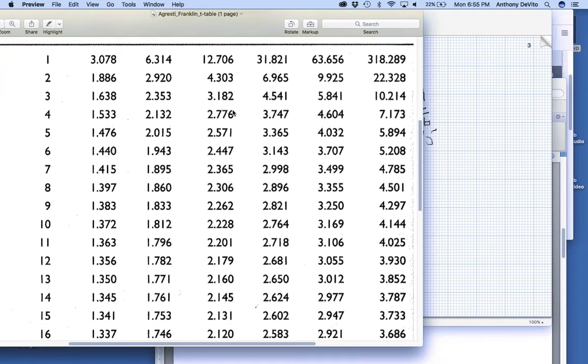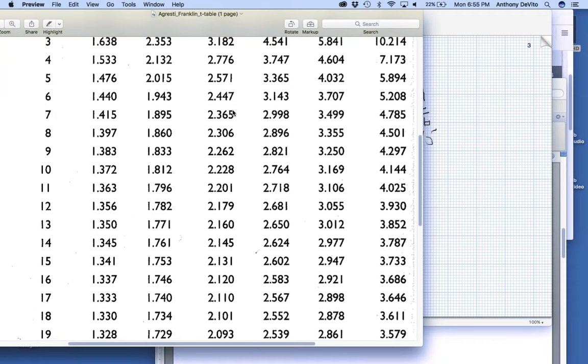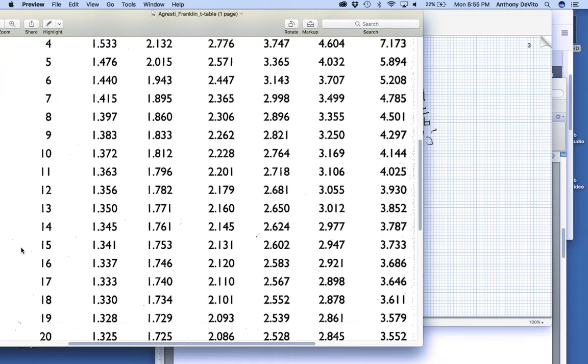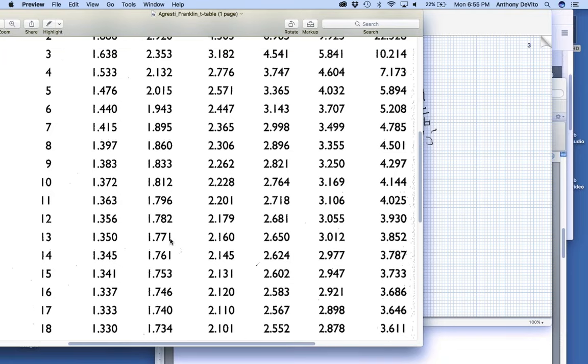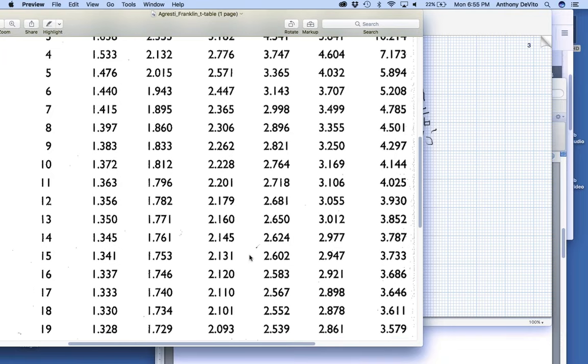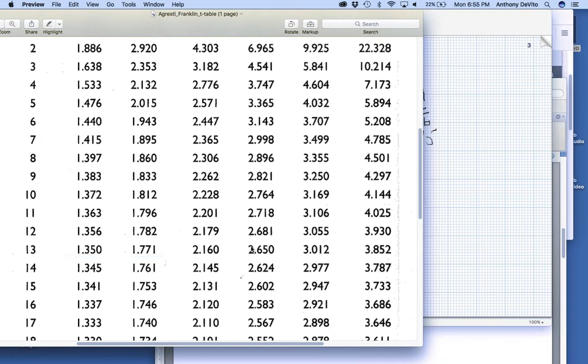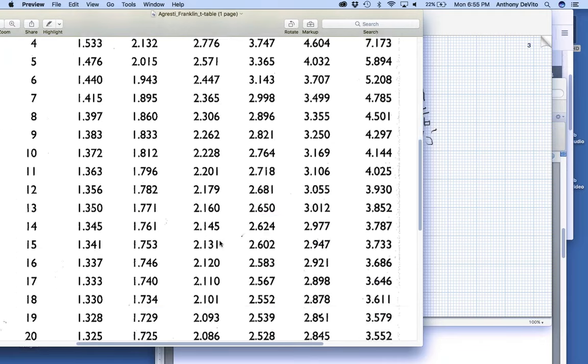So for 14 degrees of freedom, was it 14? No, we started with 15 degrees of freedom. We started with a sample size of 16. What's the t-value that we want for our 95% confidence interval? It's going to be 15, this row over here. So which row is that? That's this one right here.